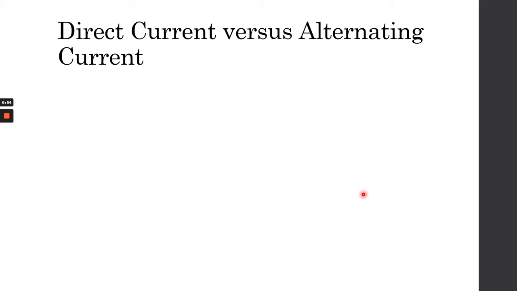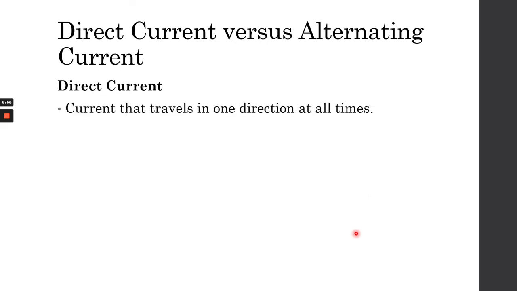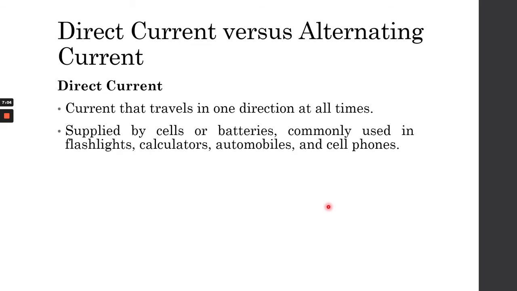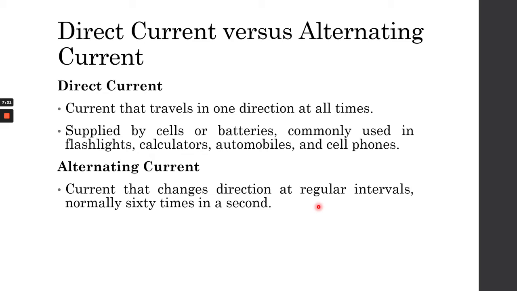So when we talk about DC, it's direct current. Direct current is a current that travels in one direction at all times. Direct current is usually supplied by cells or batteries, and we commonly use direct current when we use energy stored in cells for flashlights, calculators, automobiles, and even cell phones. Alternating current, as the word itself suggests, is a current that changes direction at regular intervals. Normally, the changes in direction happen 60 times in a second.